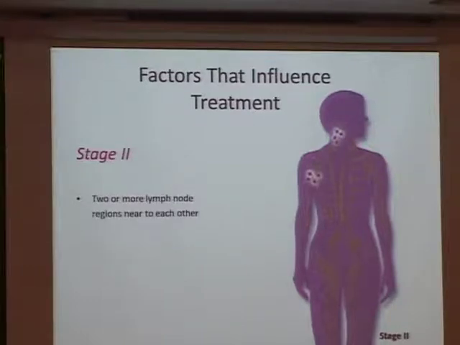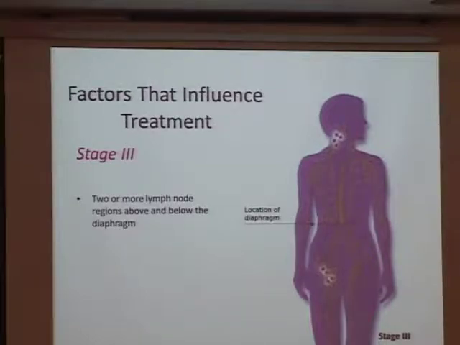Stage 2 is when you have 2 regions of lymph nodes, but they're close together, like your armpit and your chest, or your armpit and your neck, and your bone marrow is normal. Stage 3 is when you use the diaphragm to find whether somebody has stage 3. If you have disease above and below your diaphragm, you have stage 3 disease. We now figure this out with CT scans and PET scans. We used to open everybody up and look around. It's a lot better and easier to get a CAT scan.